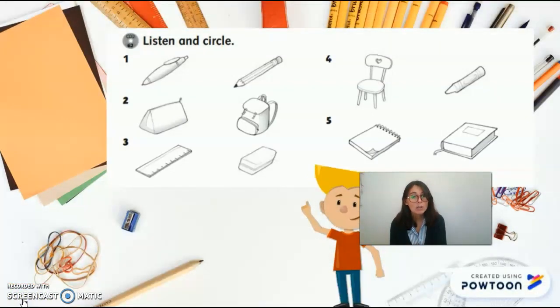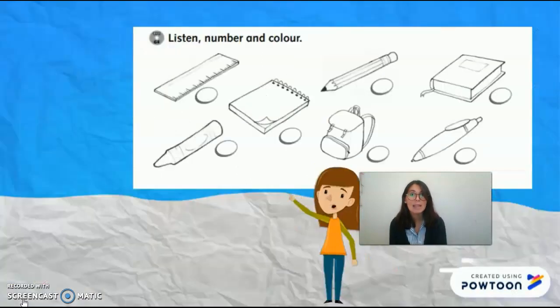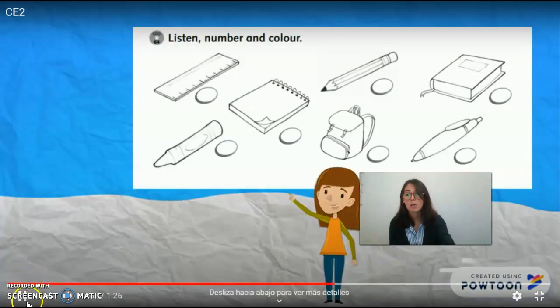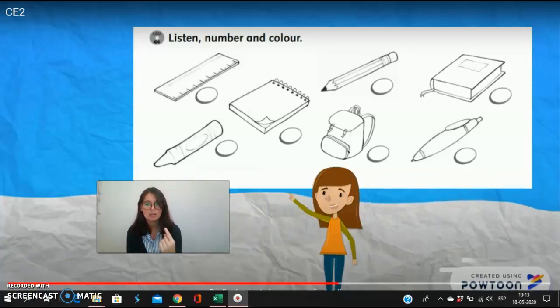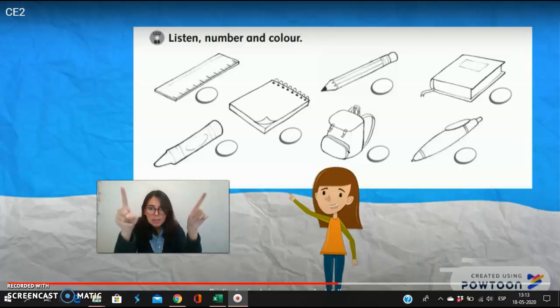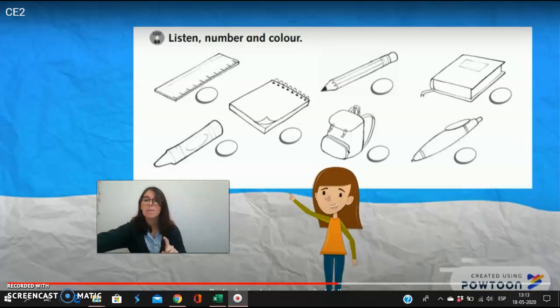And now you're going to listen and number and color. So, are you ready? You're going to listen to me. I'm going to say number 1, I don't know, chair. And you find the chair over there. You put number 1 and you color it. Good? Ready? So, 3, 2, 1.